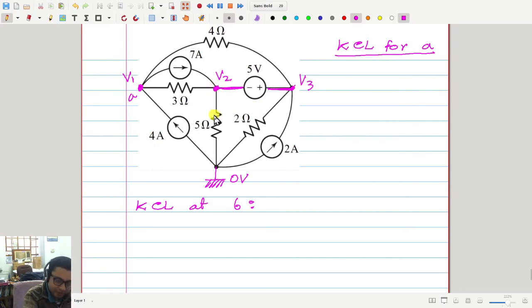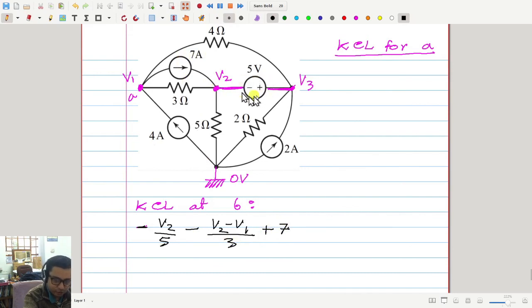I will start from this 5 ohm resistance. You'll see what happens. Then there is minus V2 by 5 going out. Then through this 3 ohm, we have V1 minus V2 by 3 coming in. You can also say that this is actually V2 minus V1 going out. It's the same. And then 7 ampere coming in.